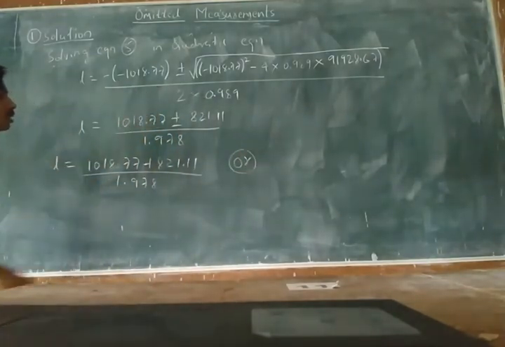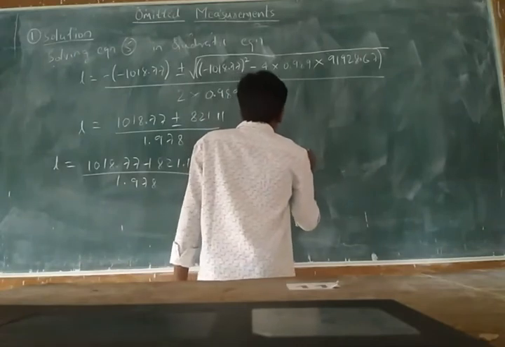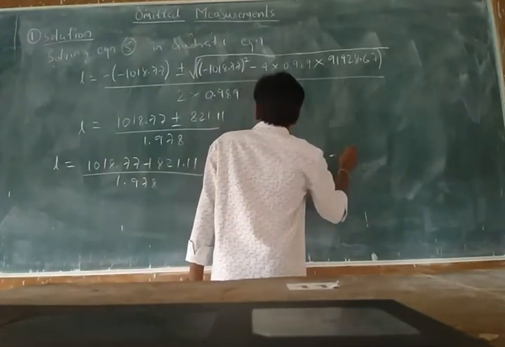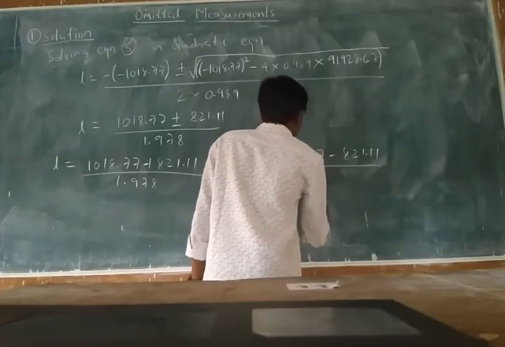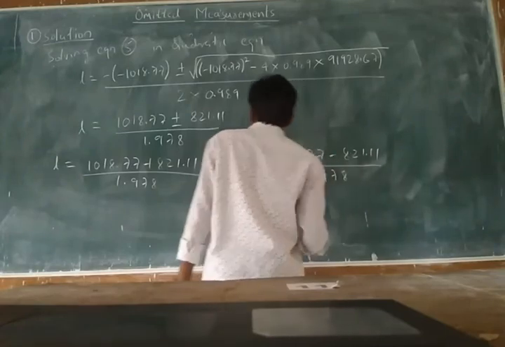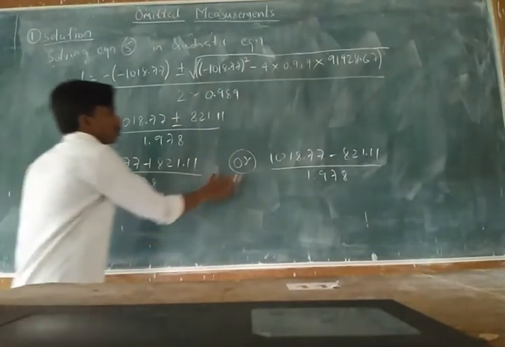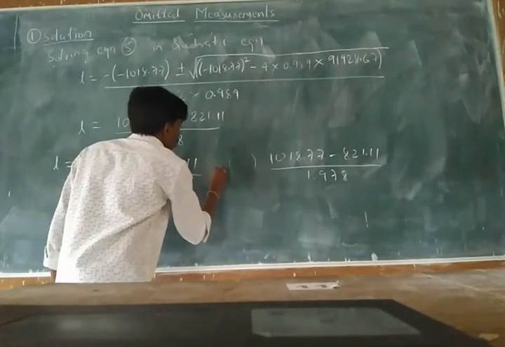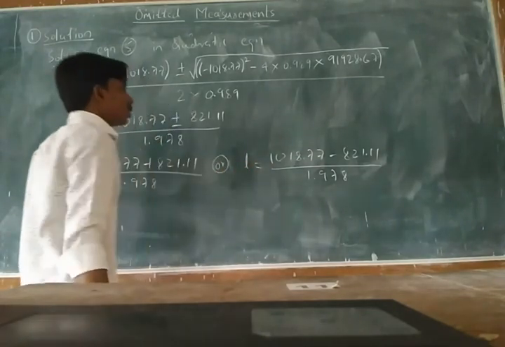Or this equation can also be solved in another way, that is 1018.77 minus 821.11 divided by 1.978. So these two are the values.